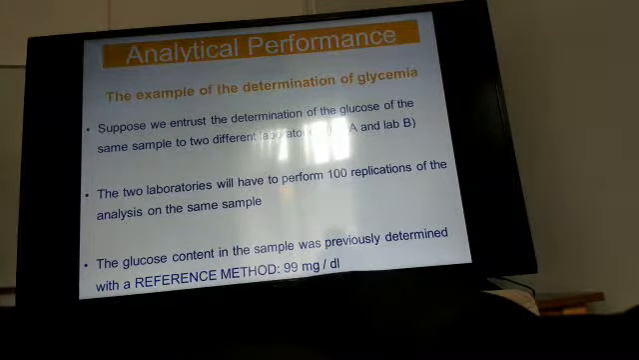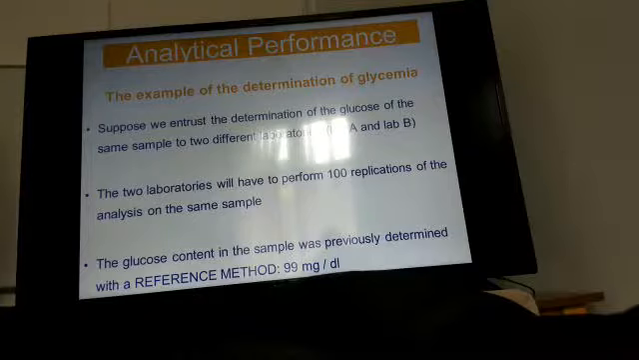Here we can make an example of the two kinds of errors. We have a casual error that is related to imprecision and a systematic error that is always present and is related to inaccuracy. Okay, in this case, to evaluate the two kinds of error, imagine a situation in which you want to measure glucose, and you send the same sample to two labs. The same. So I take my blood, I split it into two different tubes, one to lab A and the other to lab B.